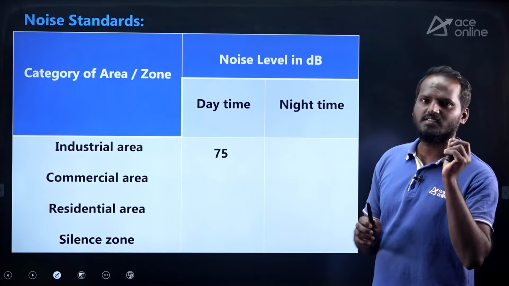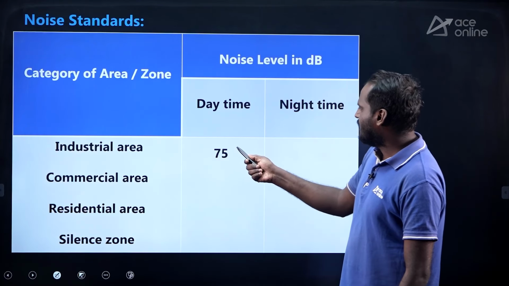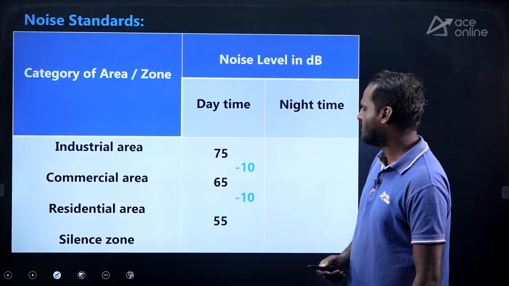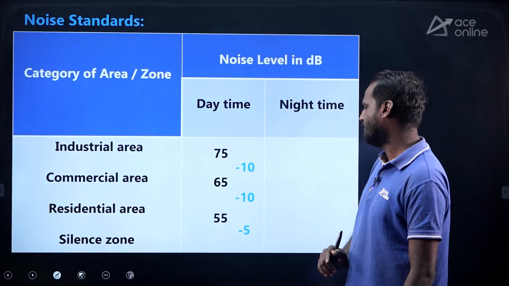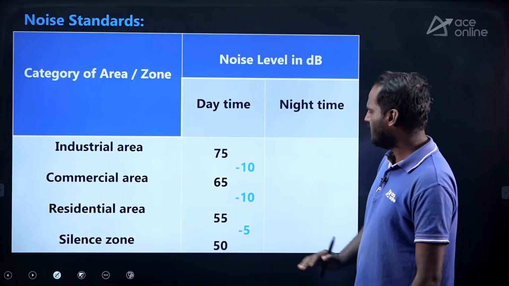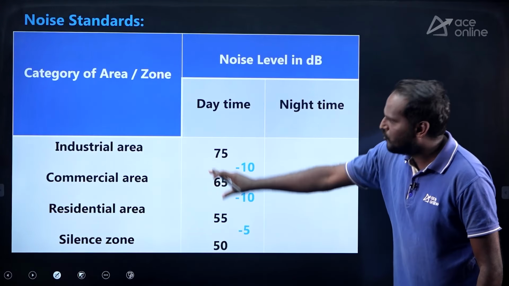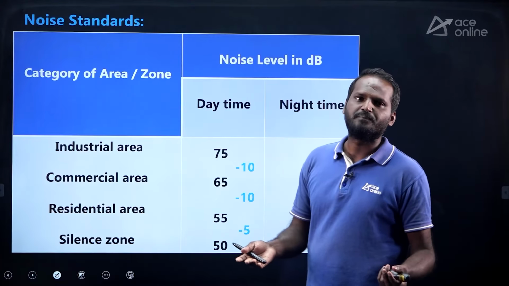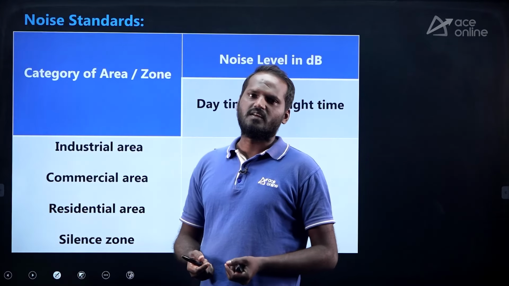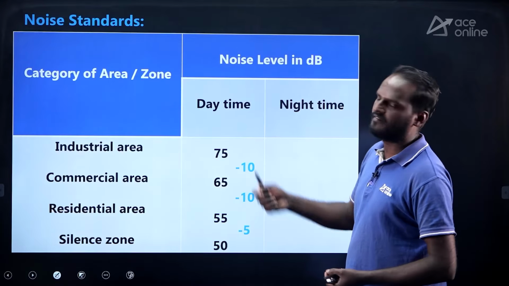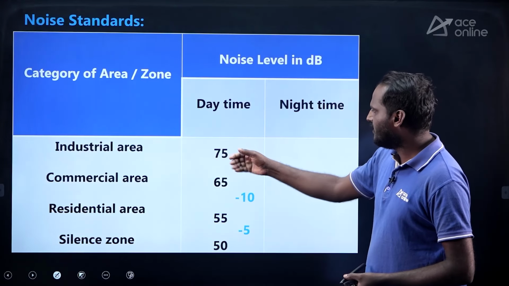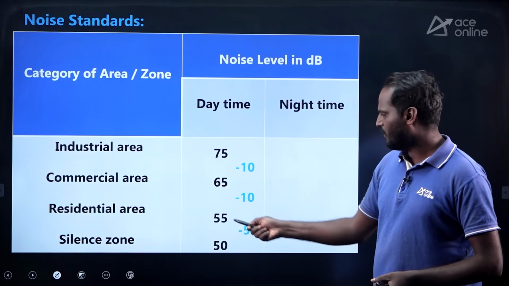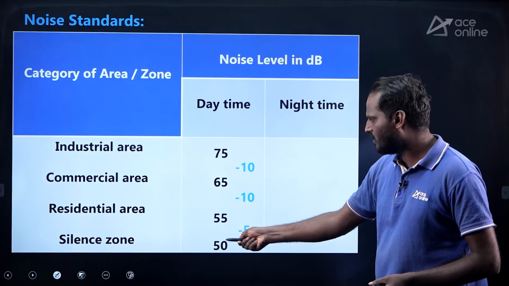Now the magic is, you just deduct 10 from this value, you will get the next value. But the last value, 5 only. That is 50, right? To get these daytime values for the corresponding zones, you just remember 75. Diamond Jubilee 75, deduct 10, but last 5. I am deducting only 5 from the bottom to get the bottom value.